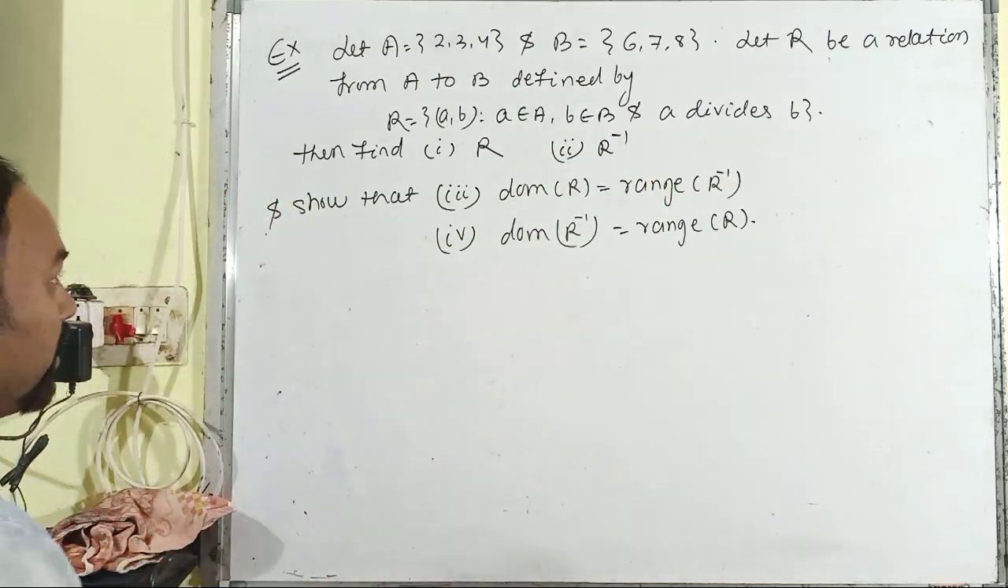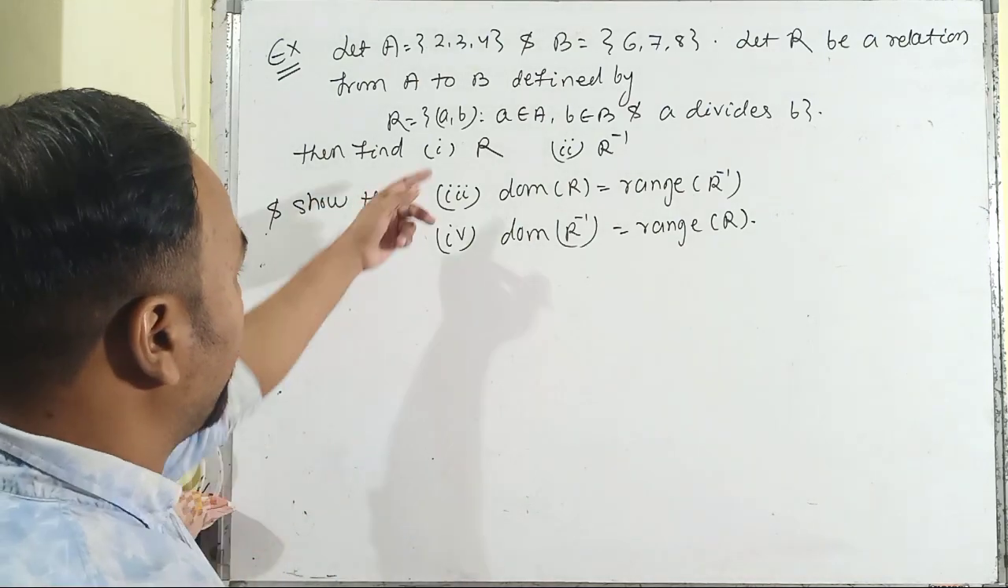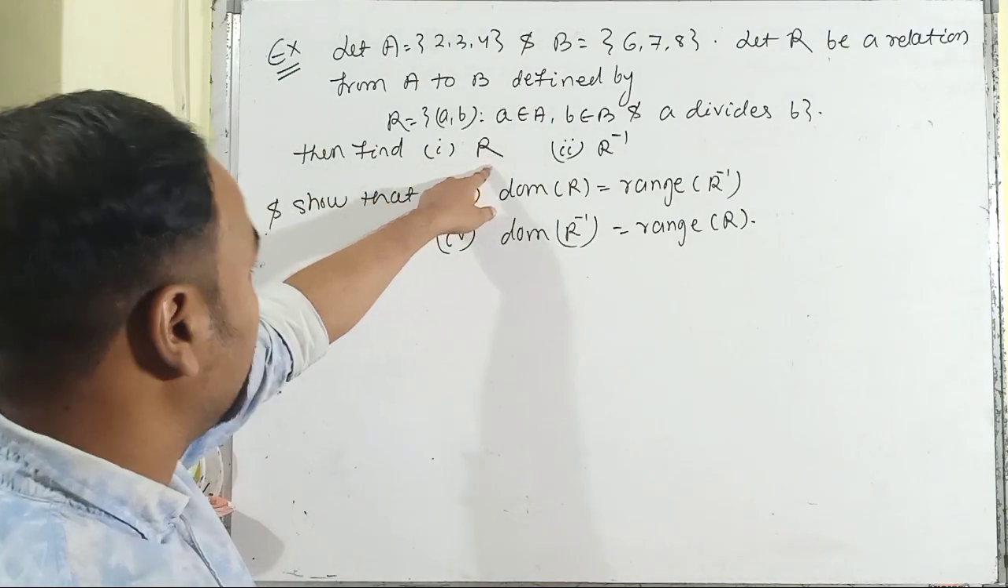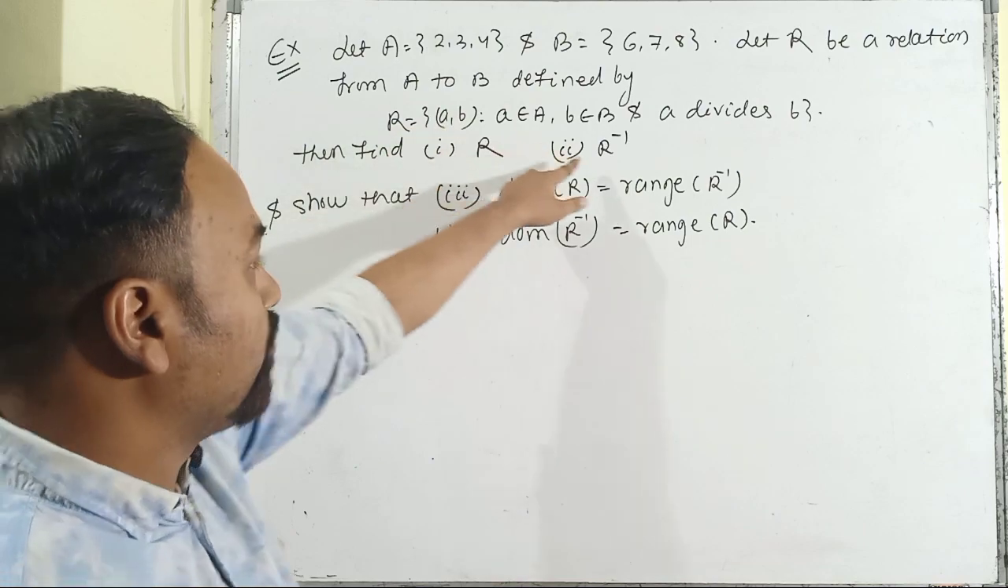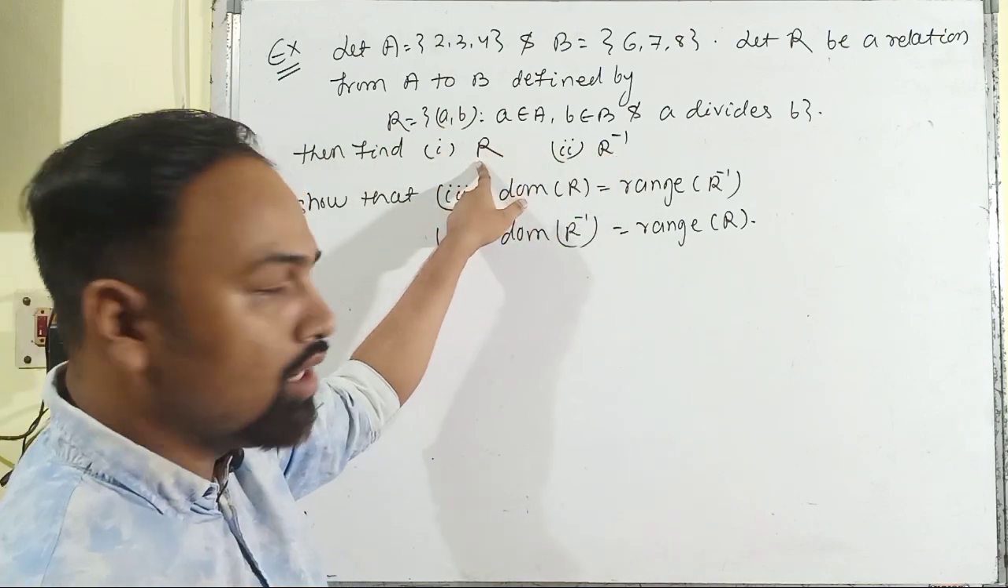Then we have to find out in 2 phases. First of all, we have to find out R, the relation R from the given condition. Then we have to find out R inverse from the R.